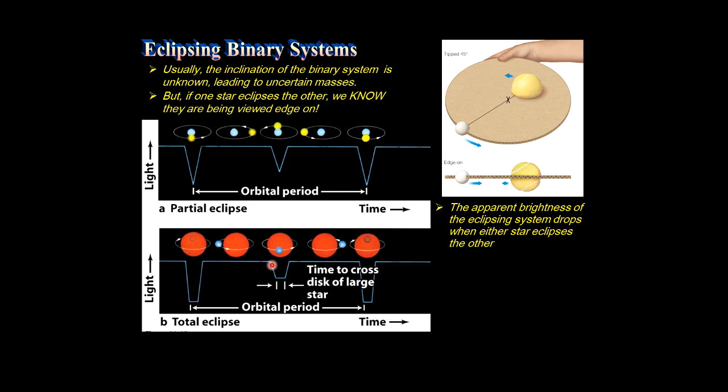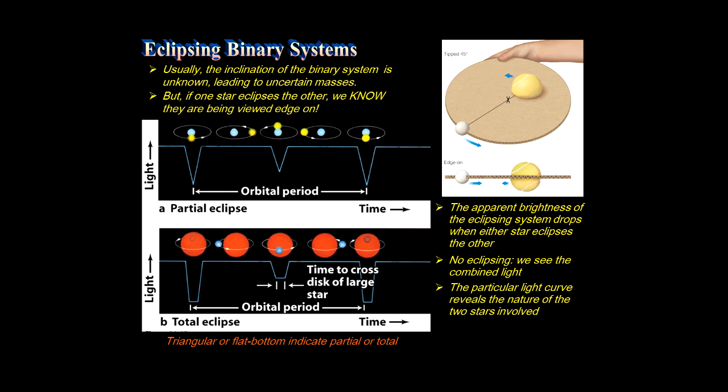The light curves. When the bright one is in front of the dim one that's large, the dip isn't as deep. And you can measure the time it takes to transit and all that and get a lot of information. So the particular light curve reveals a lot about the nature of the stars that are involved in the binary.